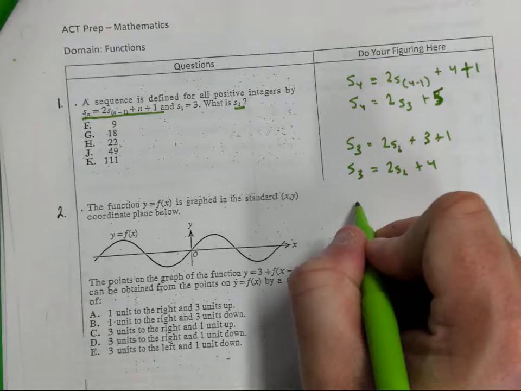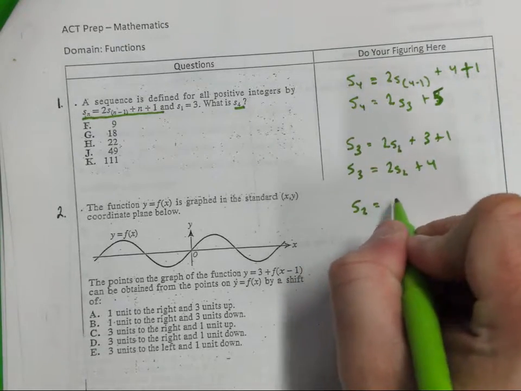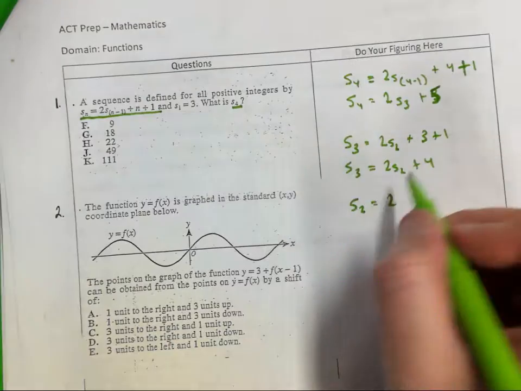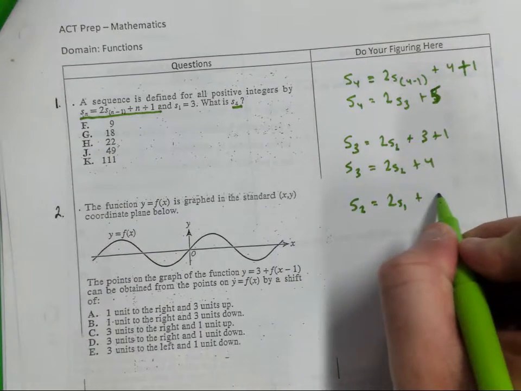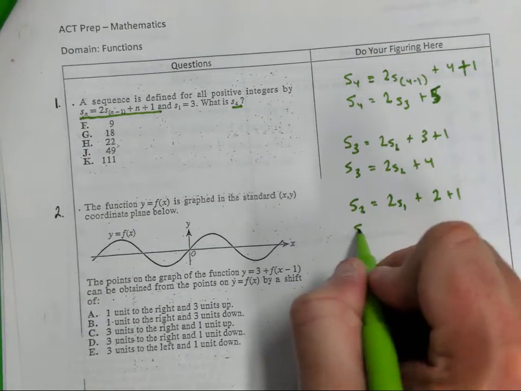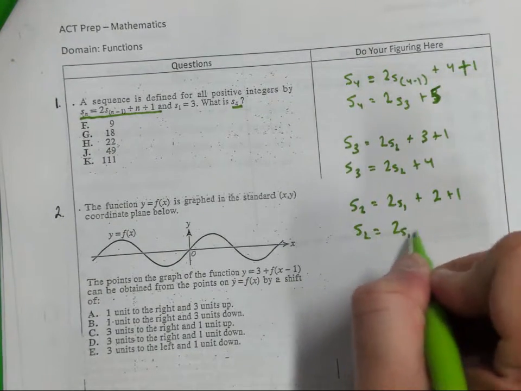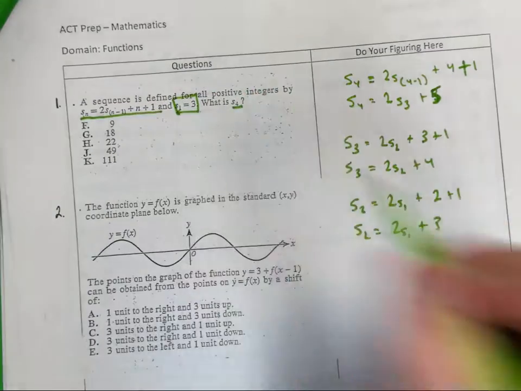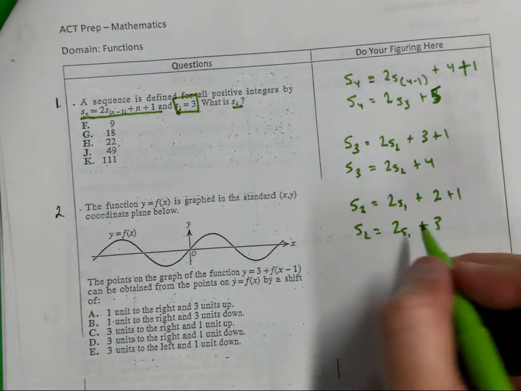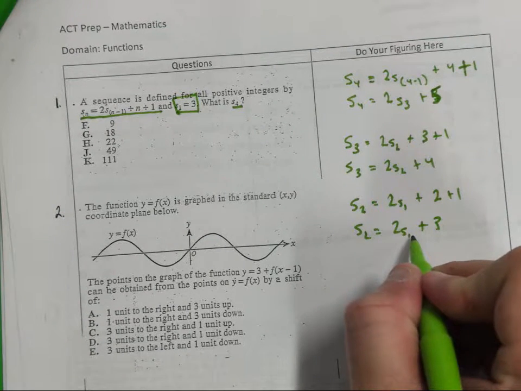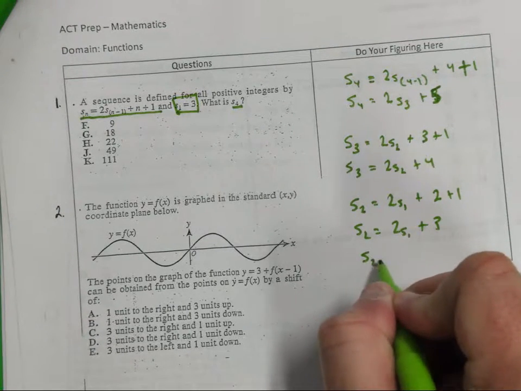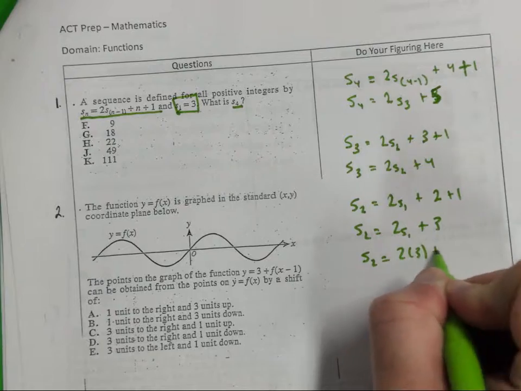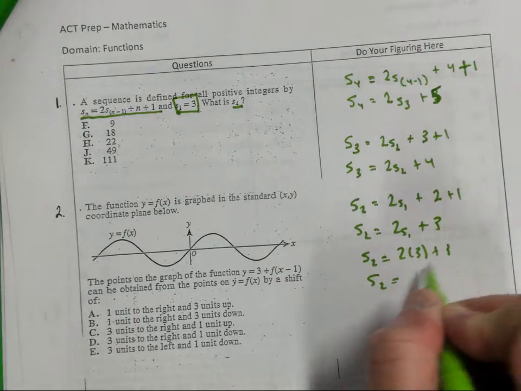Now, we got to find S sub 2. 2 minus 1 is going to be S sub 1 plus 2 plus 1. Well, guys, I know S sub 1 because look what they gave you in the problem. S sub 1 is what? 3. So now, you're going to say 2 times 3, which is what? 6. So 6 plus 3 is 9.